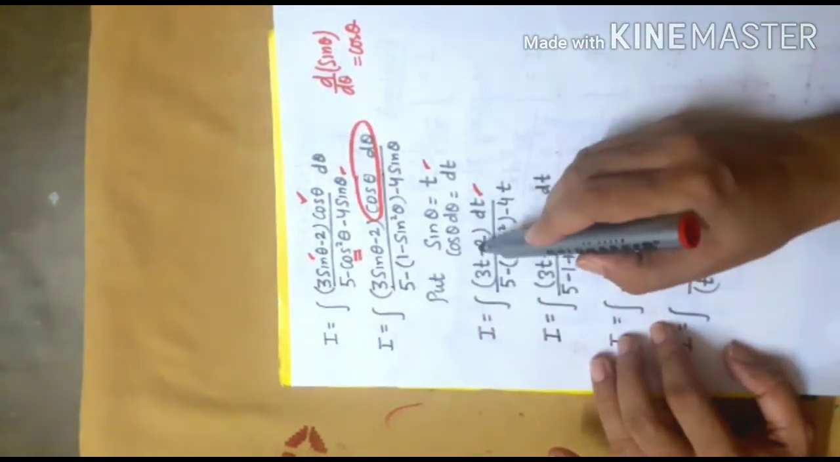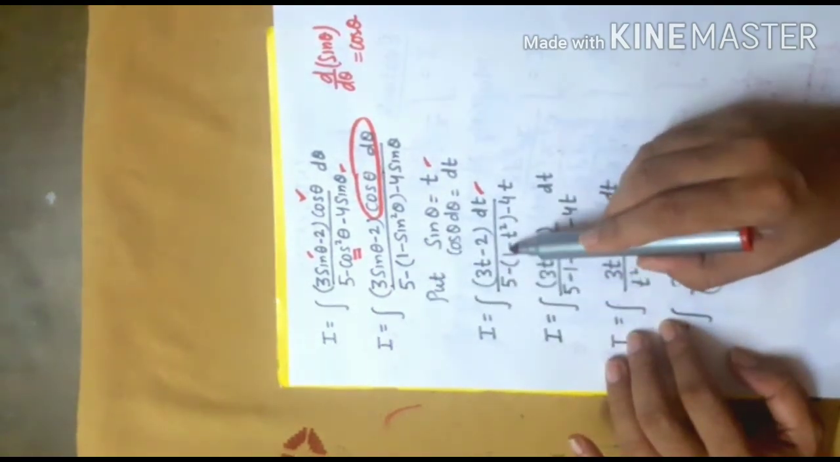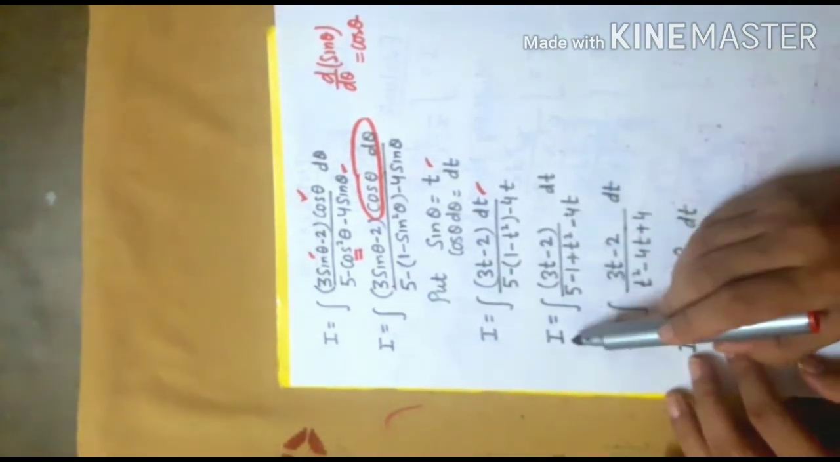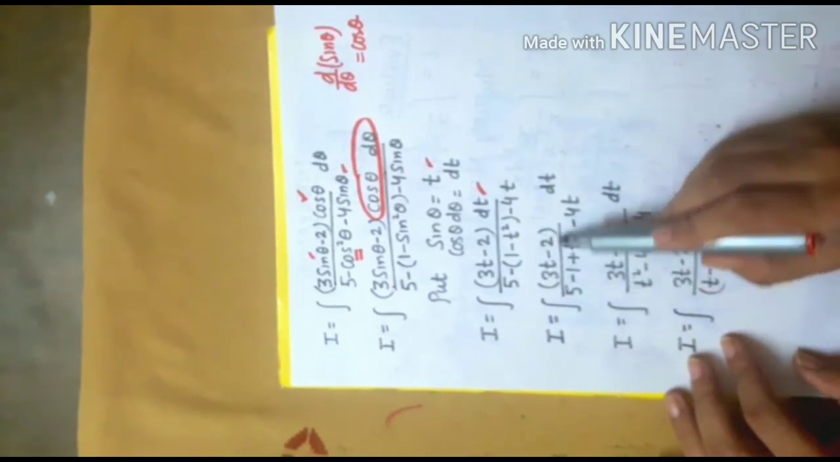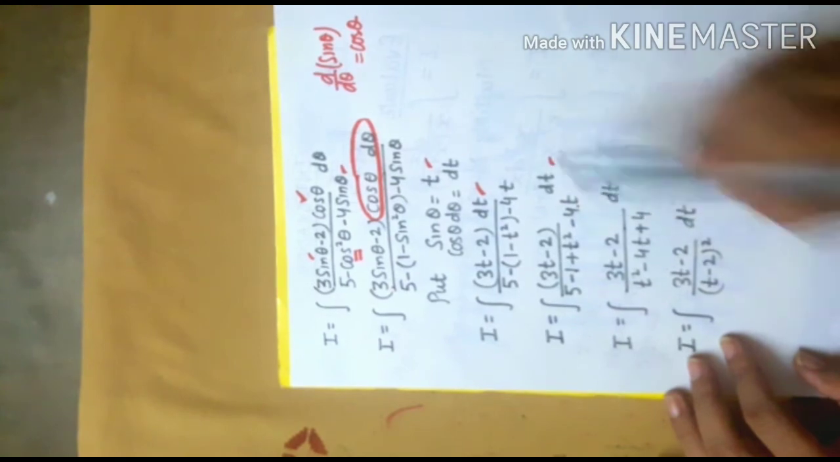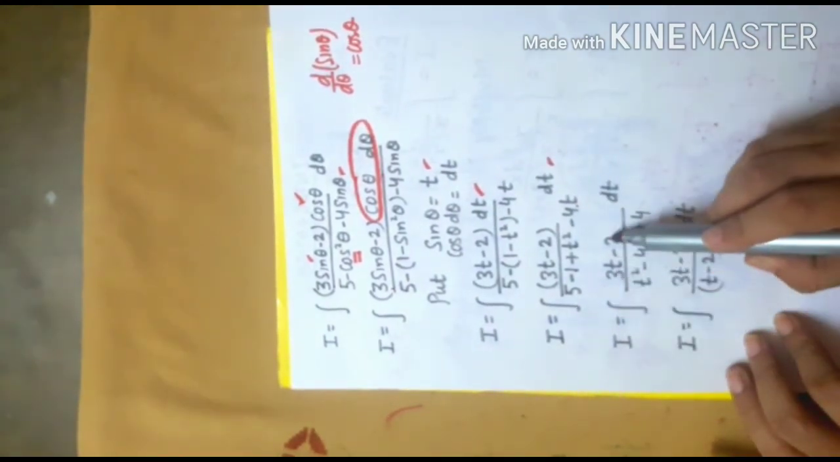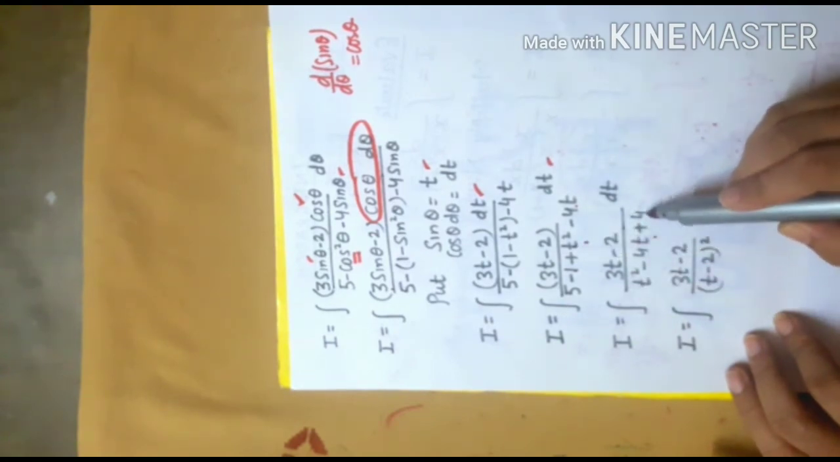This will become 3t minus 2. And here I'll get 5 minus 1 minus t square minus 4t. Open the bracket. So I will be equal to integral 3t minus 2 over 5 minus 1 plus t square minus 4t dt. That is I equals integral 3t minus 2 over t square minus 4t plus 4 dt.